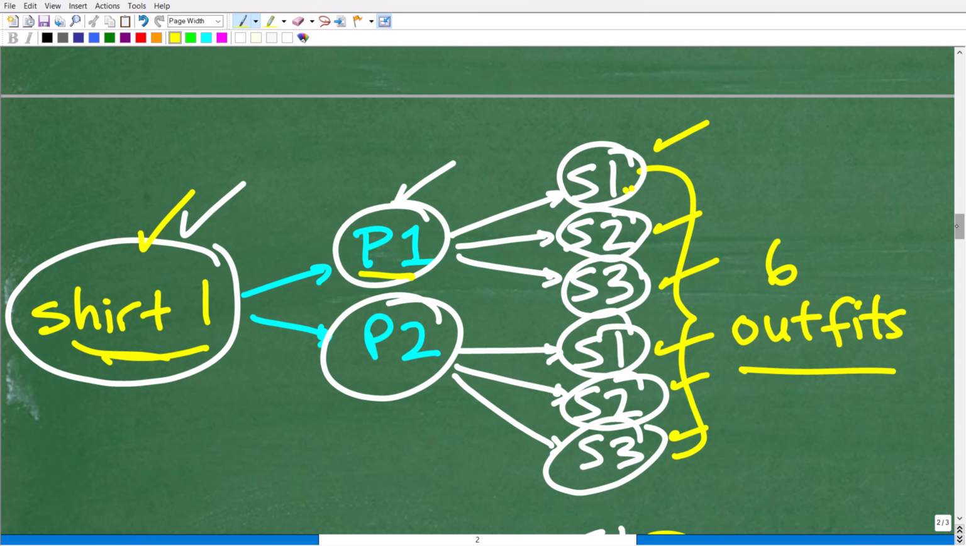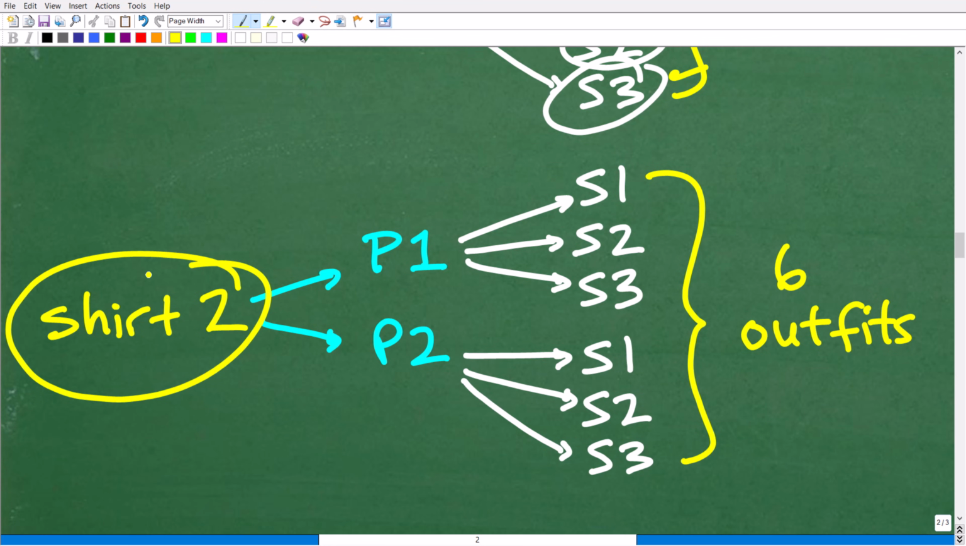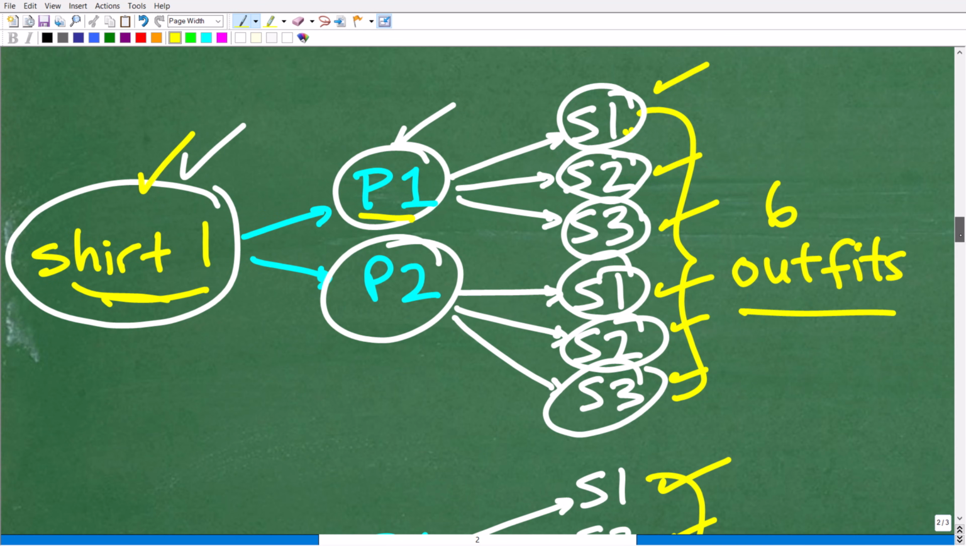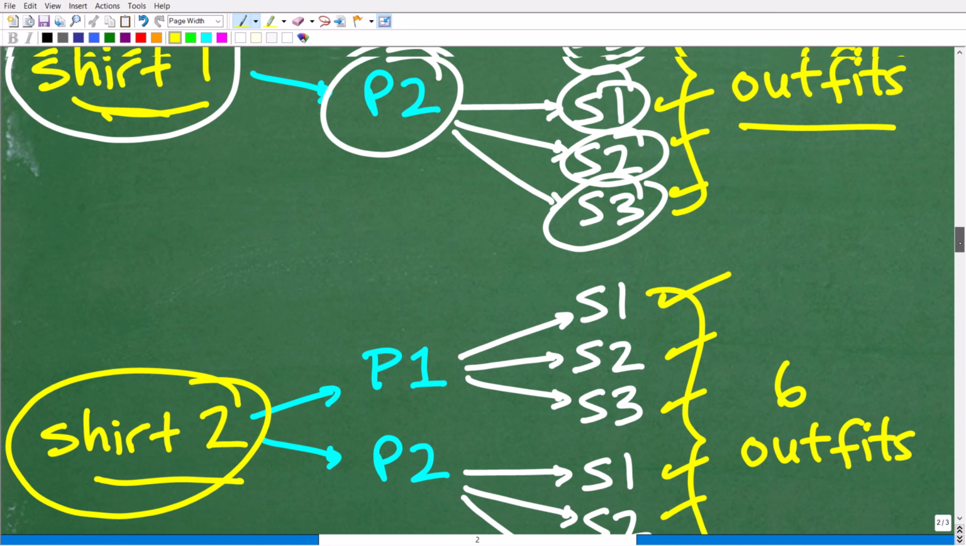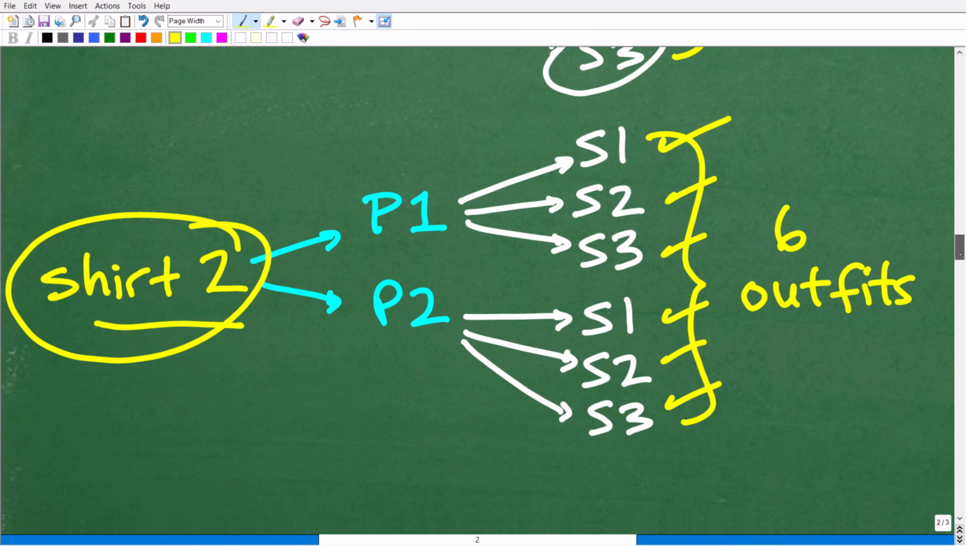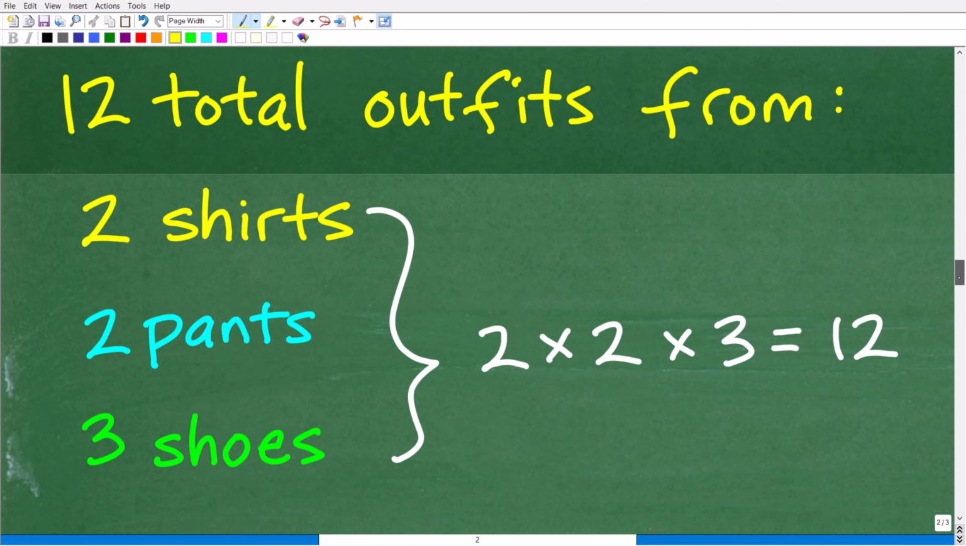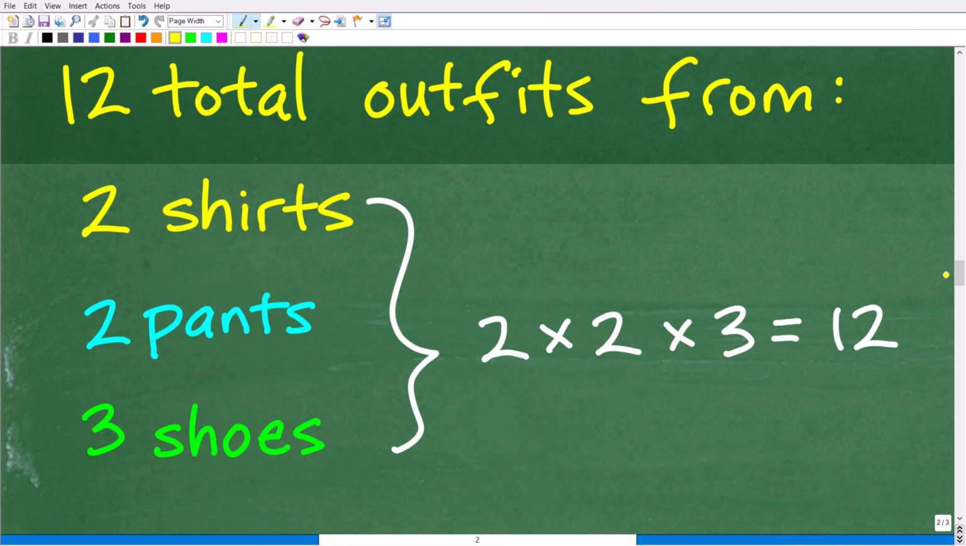Well, if that's the case, how about if we use the other shirt? Well, we're going to go through the same thing, right? So now we have a different shirt, but we're going to end up with 6 unique outfits with the other shirt as well. So how many total outfits can we make with 2 shirts, 2 pants, and 3 shoes? Well, it's 6 outfits and 6 outfits. So it looks like we can make 12 total outfits from 2 shirts, 2 pants, and 3 shoes.